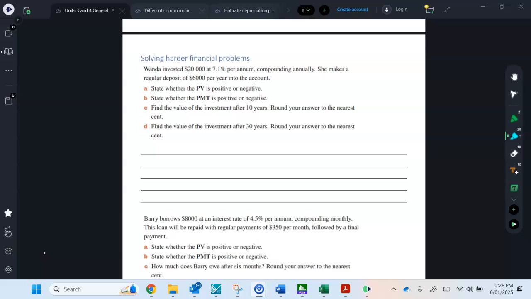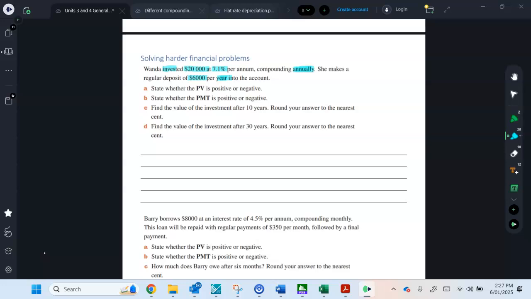All right, so Wanda invested $20,000 at 7.1% per annum, compounding annually. She makes regular deposit of $6,000 per year into the account. Let's highlight the important things. So it is an investment, which is important. $20,000 she's investing. The annual interest rate is 7.1%. She's depositing $6,000 per year into the account, and it's compounding annually. I just missed that. Usually your compounding periods and your payment or deposit periods are the same. So when I saw that was year, I was like, where is the compounding periods? There it is, annually.